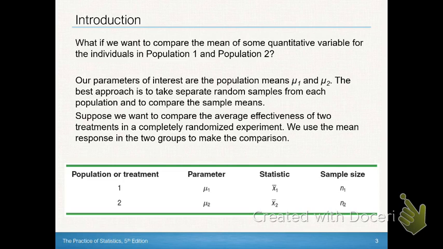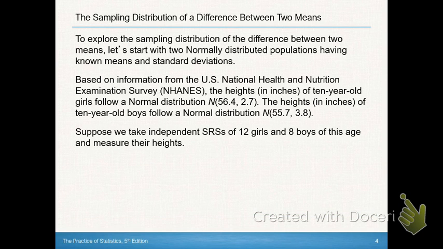So we're going to have two populations. We're going to have the parameter of interest be the two population means. We're going to take two samples and we're going to get two sample means, and we've got our sample sizes. So we've got all of this information in front of us. So here is just kind of a setup for you.